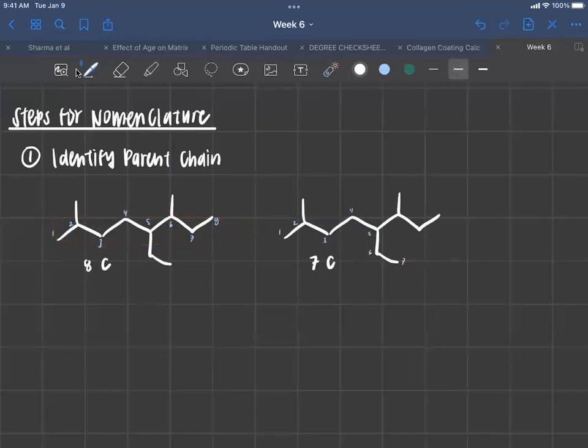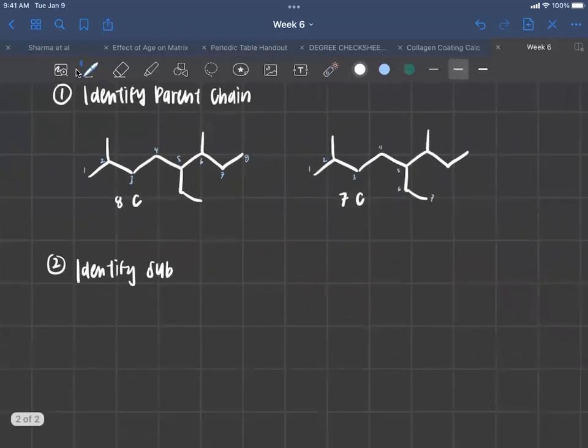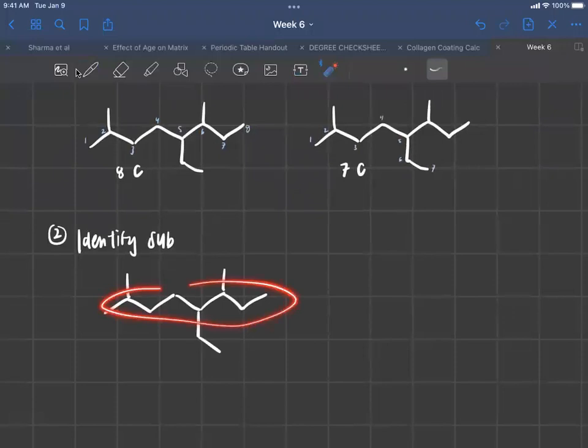Second thing to do when doing nomenclature is to identify your substituents. Again, I'll just simplify substituents into sub. So we can bring up the same exact molecule as we did in step 1, just to get comfortable with this idea of nomenclature. So again, we already said that this linear branch here is going to be our parent chain.